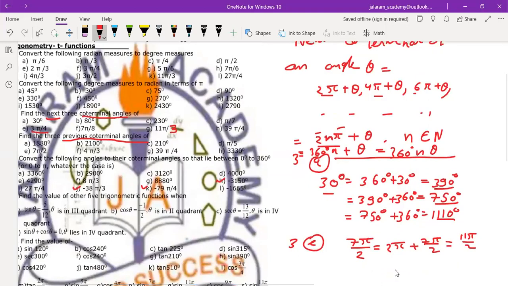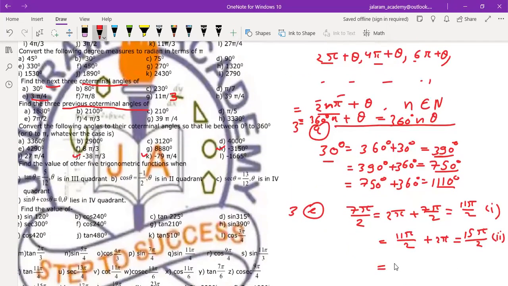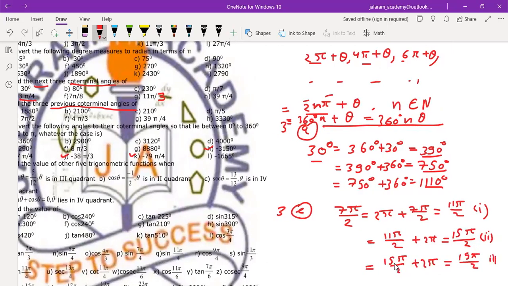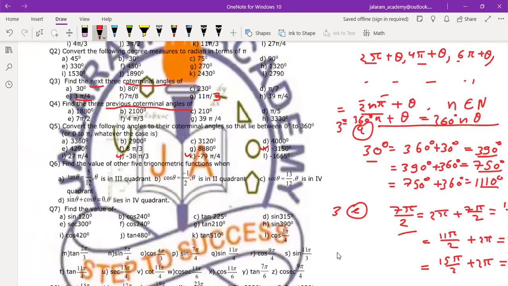Then add 2 pi again to this 11 pi by 2. 11 plus 4, 15 pi by 2 is the next coterminal angle, and again add 2 pi to this 15 pi by 2. So 19 pi by 2 is the next coterminal angle. All of them are coterminal angles of 7 pi by 2.